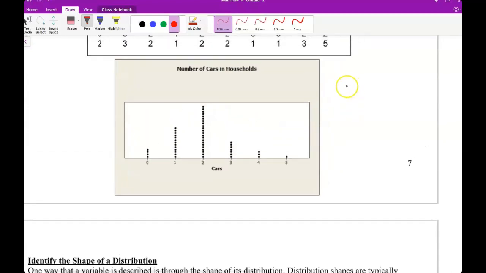Okay, so I'm going to add this part: we can use dot plots for either discrete or continuous data.